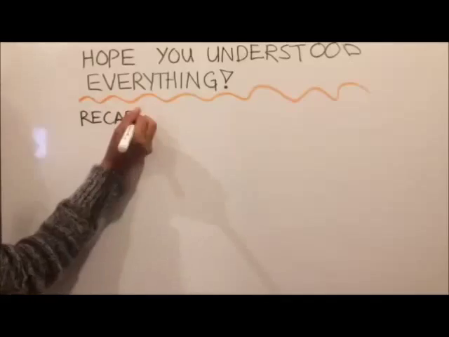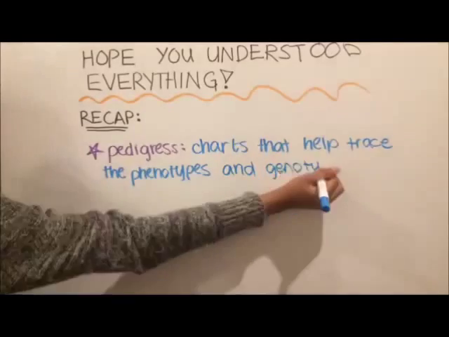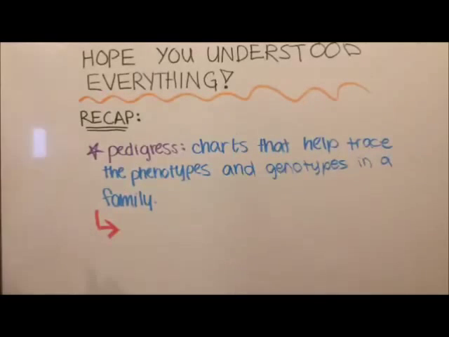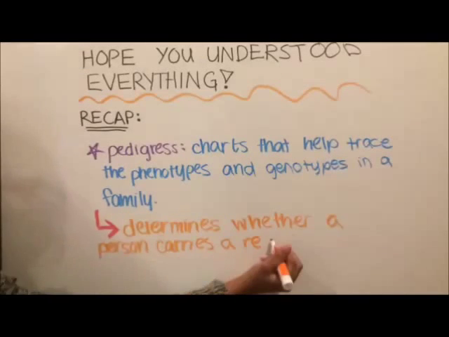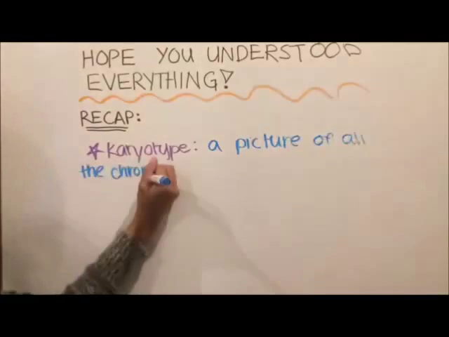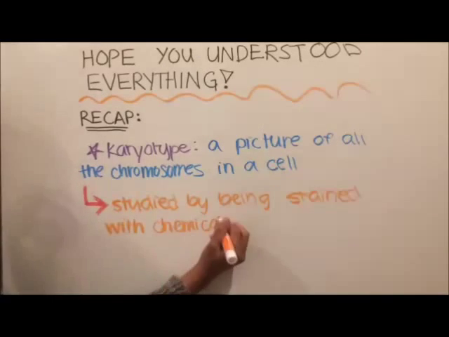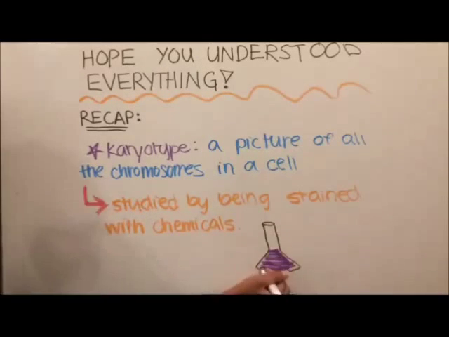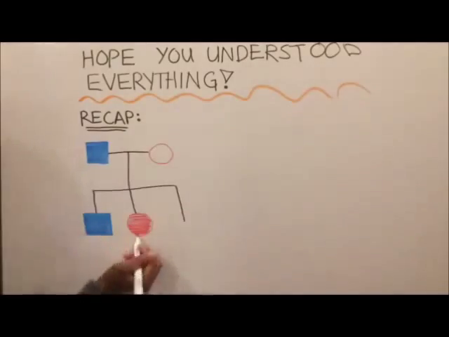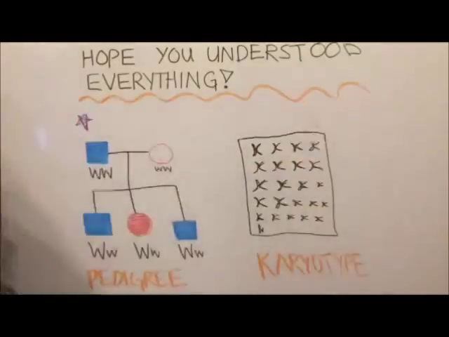So, just to make sure everything was understood, pedigrees are charts that help trace phenotypes and genotypes in a family. This determines whether the person is a carrier of a recessive allele. A karyotype is a picture of all the chromosomes in a cell. The chromosomes are studied by being stained with chemicals. Both these methods help determine human heredity and give a person a better understanding of the genes on chromosomes.